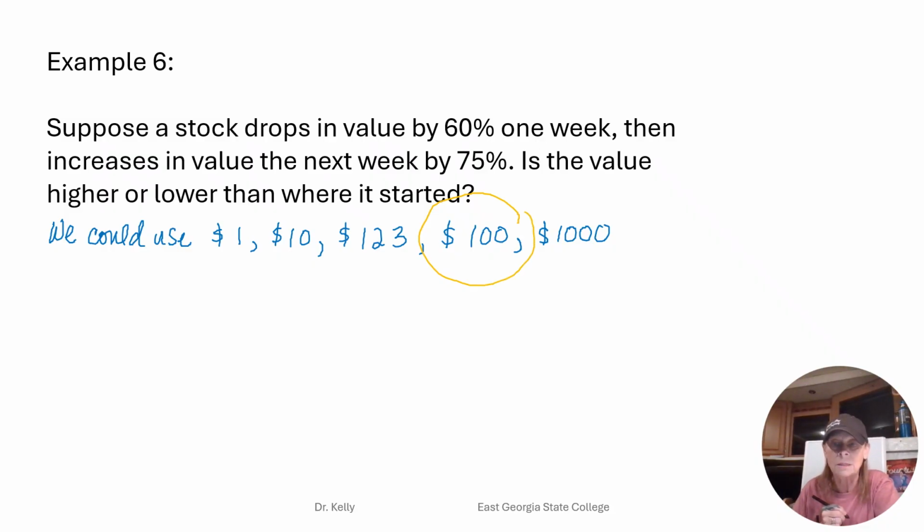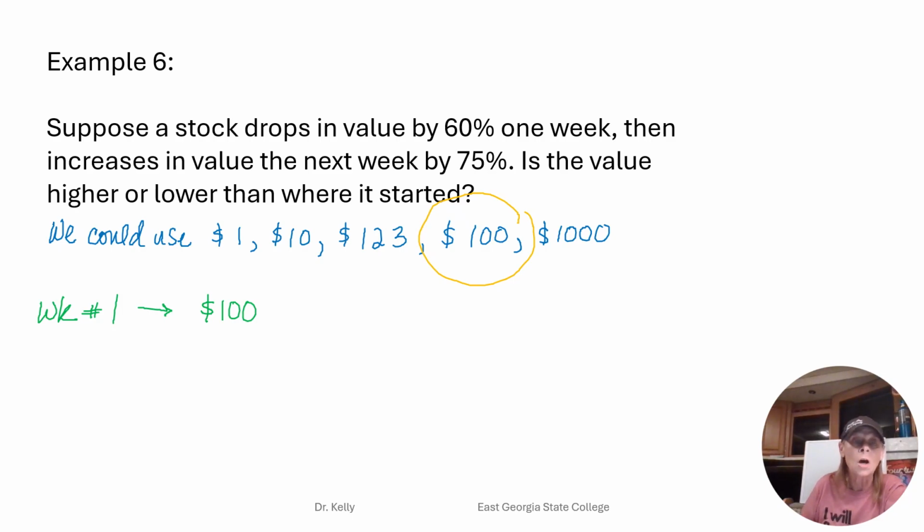$100. That's the number I'm going to choose. And what we're going to do is, since the question is whether the value is higher or lower at the end of these 2 weeks, we're going to actually just run the work here. So let's look here. Week number 1. We start off with $100.